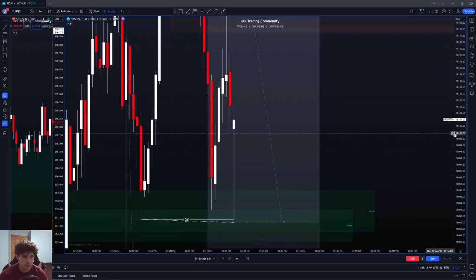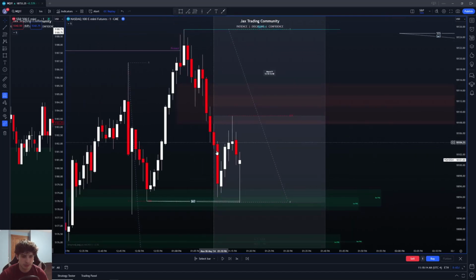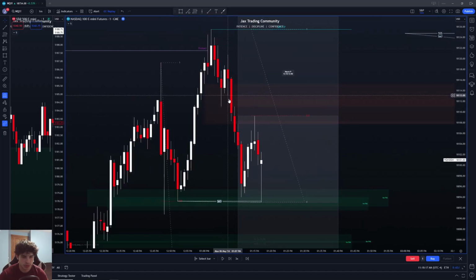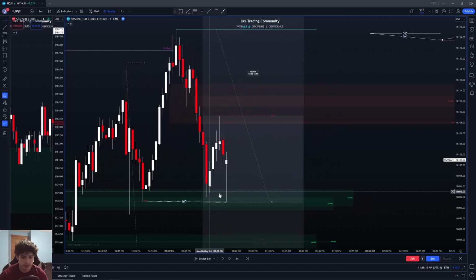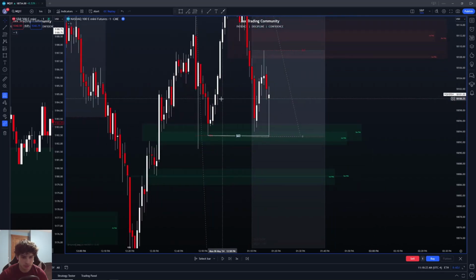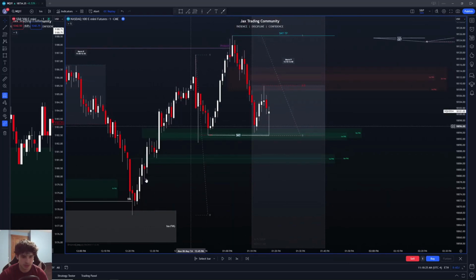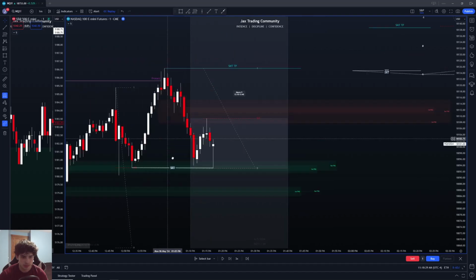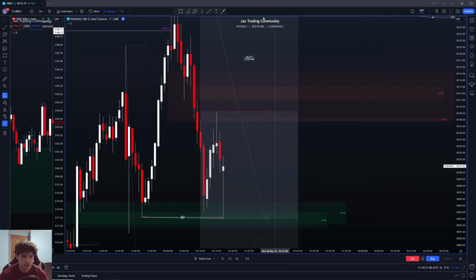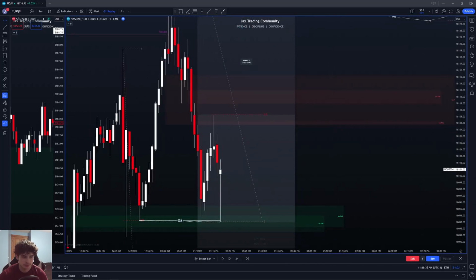Here's an SMT. In addition, we have this macro. So we were just in a sell model. This macro can indicate a reversal. This is really nice to see for a reversal because we're in discount of this entire move. We have a liquidity sweep with an SMT. So now I want to see us come back up to take out this high.